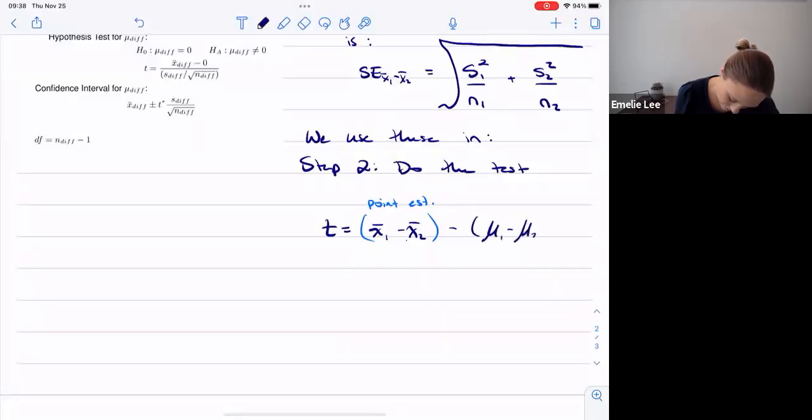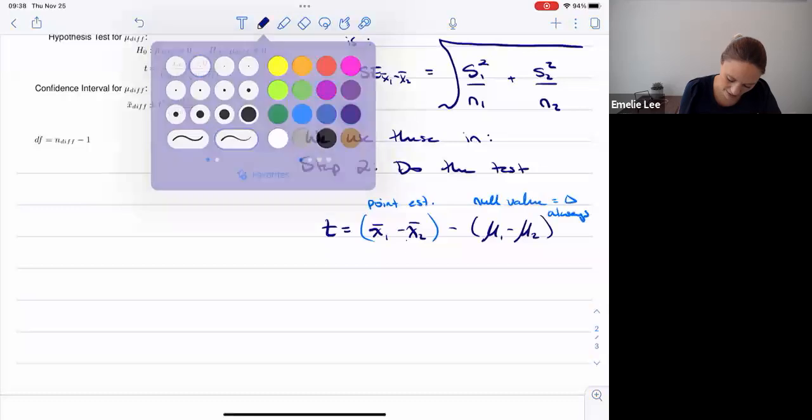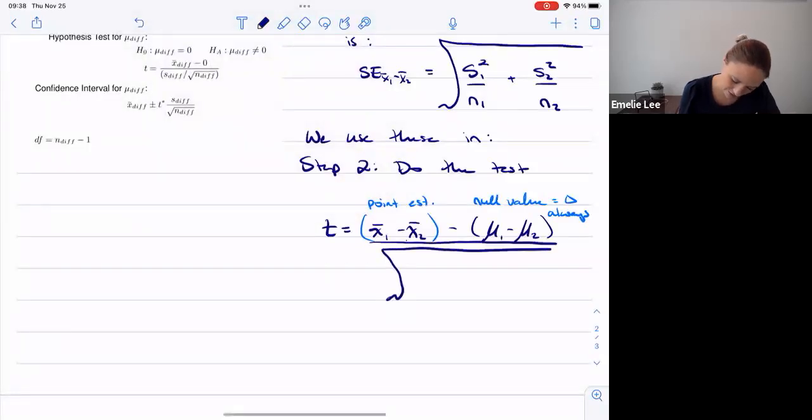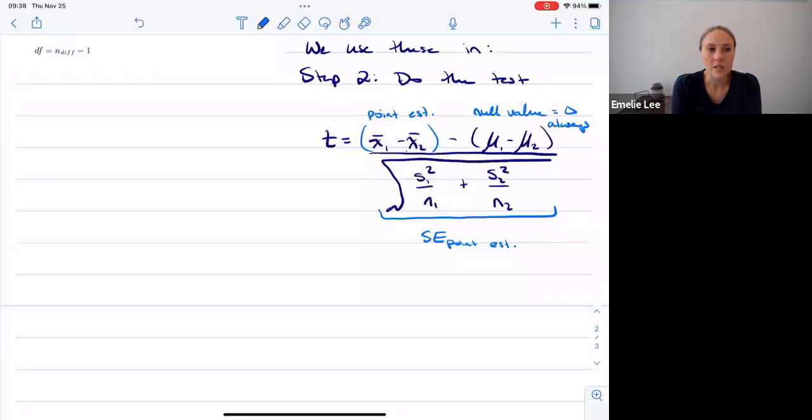Minus mu1 minus mu2. But this is always 0. Null value equals 0 always in this case. Divided by the standard error, which is the square root of s1 squared over n1 plus s2 squared over n2. So this is the standard error of the point estimate. As long as we have those building blocks, it doesn't really matter how large our point estimate, our null values, and our standard errors get, we can still handle that.